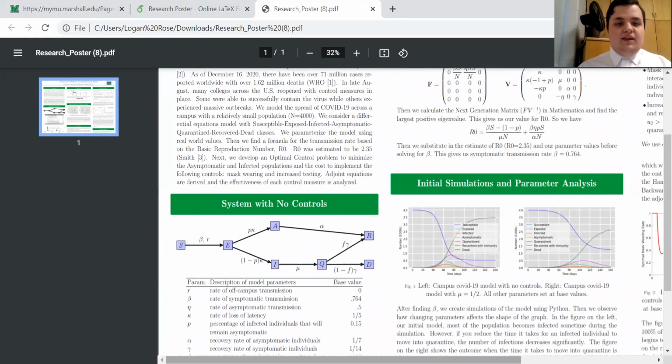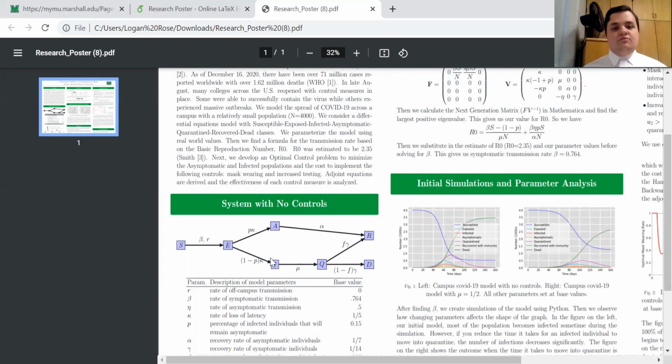So we have the S class, which are the susceptibles. And then once the person becomes exposed to the disease, they go into the exposed class, which is the E. And then they either become asymptomatic or infectious. Asymptomatic individuals cannot spread the disease, and they're actually less infectious than the regular symptomatic, about half as infectious. So they either go to the A class or the I class.